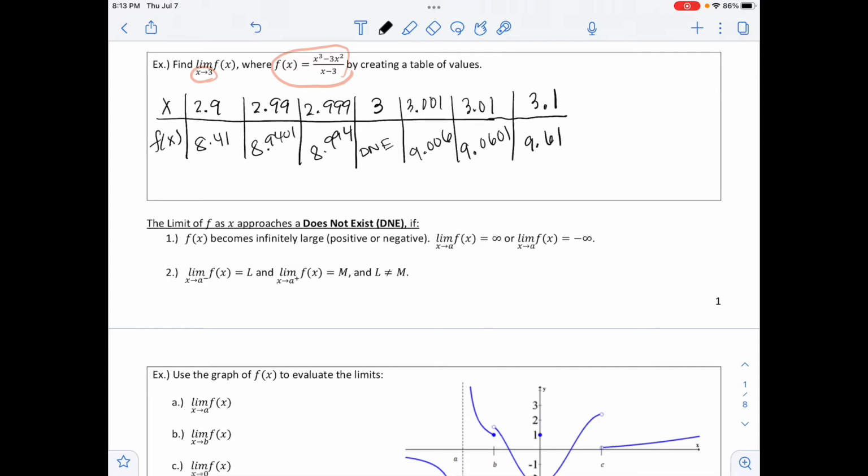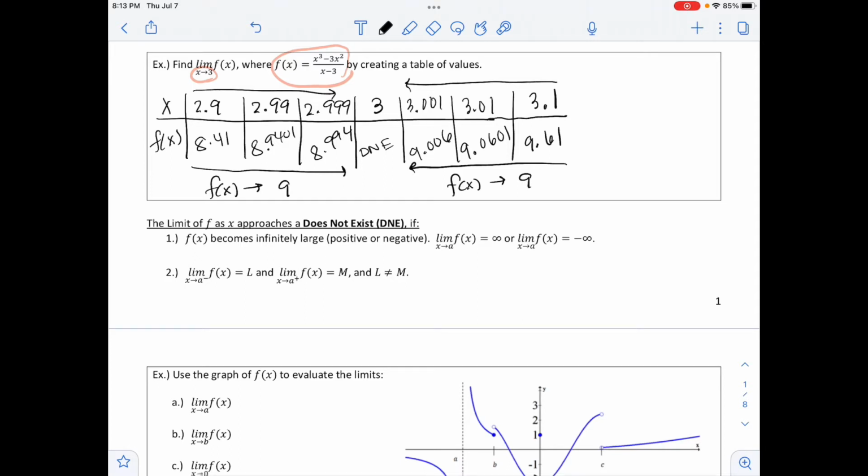And so now looking at this, as we approach 3 on the left, what is going on with our y values? They look like they're getting closer and closer to 9. It looks like f of x is approaching 9. Likewise, as we approach 3 on the right-hand side, what is going on with our y values down here in our table? And you'll notice our y values are approaching 9 also.